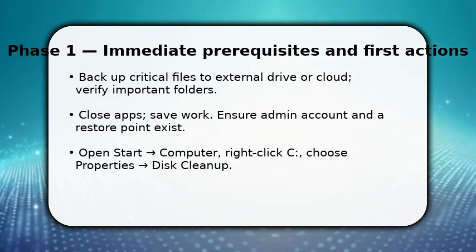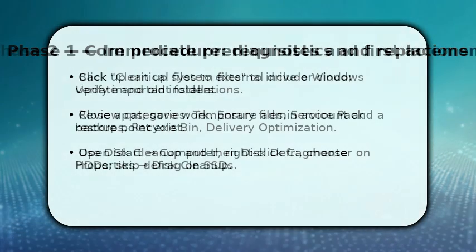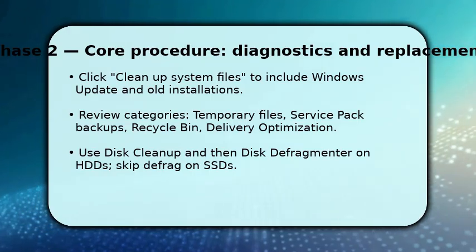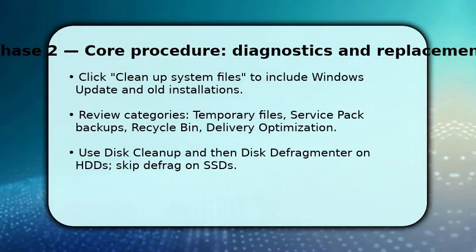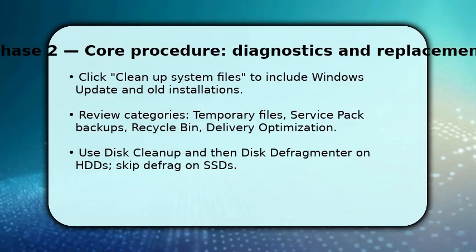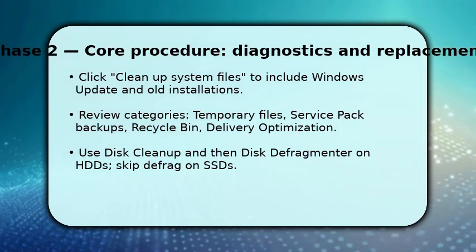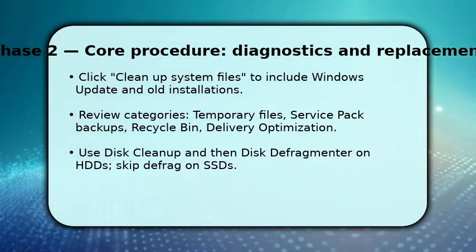You now expand cleanup to system files. Click Cleanup System Files. Windows will rescan and add items like Windows Update Cleanup and Service Pack backups. Make careful selections. Remove temp files and previous Windows installations if you need space, but keep Service Pack backups until you're certain. Once you apply cleanup, run Disk Defragmenter on mechanical drives to optimize file layout.